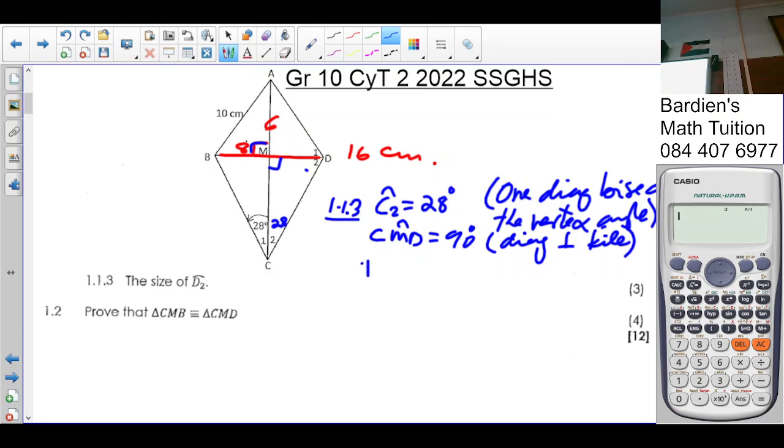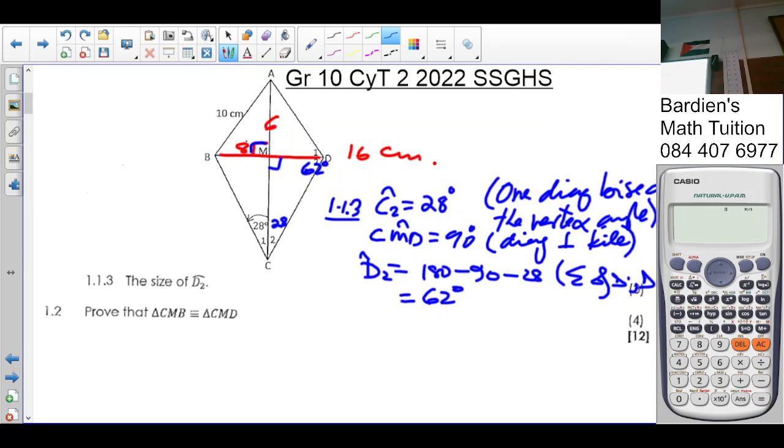Alright, so D2 is equal to 180 minus 90 degrees minus 28 degrees. The reason there is sum of angles in a triangle, and this is triangle CMD. So that works out to be 62 degrees, not so? 62 degrees.